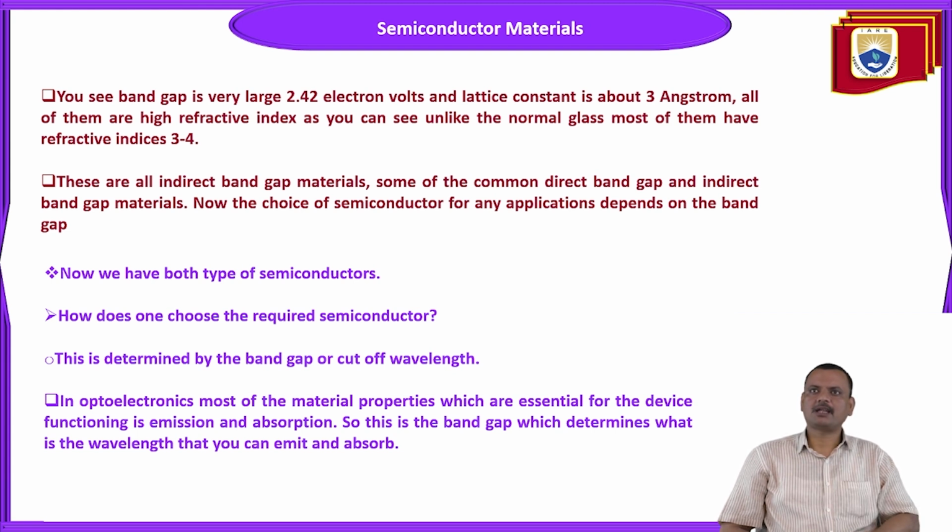Some of the common direct band gap and indirect band gap materials are given in the table. Now the choice of semiconductor for any application depends on the band gap. What type of band gap you want, based on that you can choose. Now we have both types of semiconductor, direct band gap and indirect band gap. How does one choose the required semiconductor? This is determined by the band gap or cutoff wavelength.